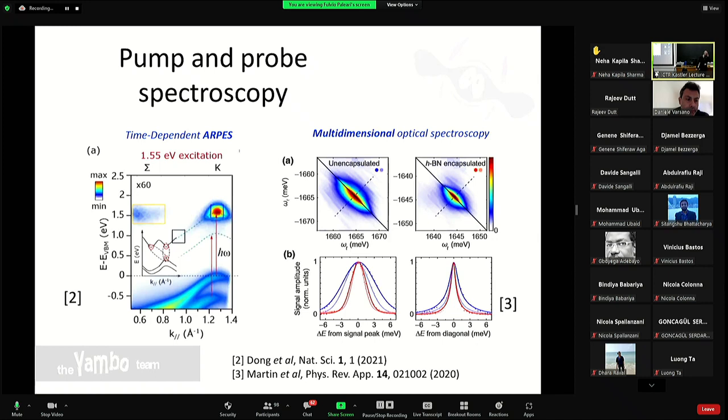Yeah, a much more basic answer is that in metals the screening is so strong that usually electrons and holes do not bind, so you don't have excitons. Yeah, and of course, I agree, you could have modifications in the absorption.